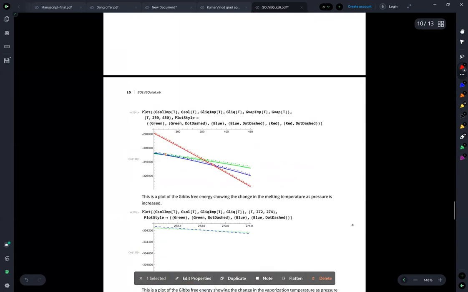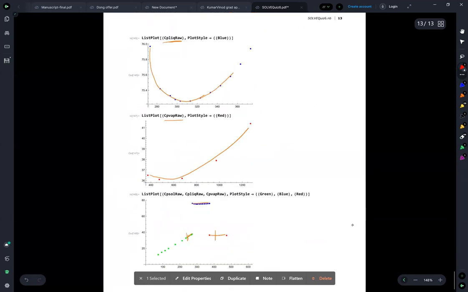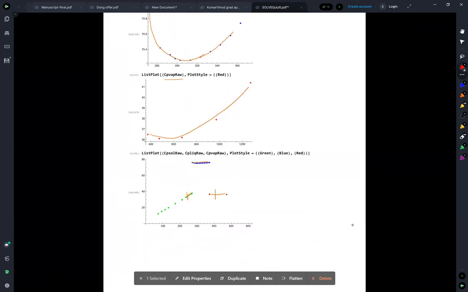So I will return this notebook along with this video so you can play with it. I believe that you can have a Mathematica viewer. And it's a nice software package, and it's worth looking at the student license if it's something you're interested in.